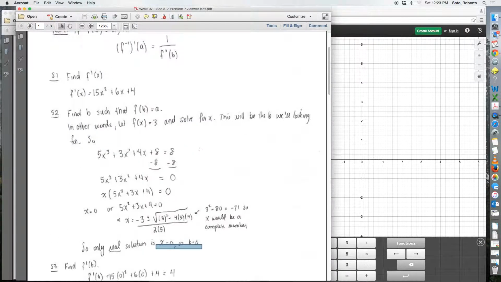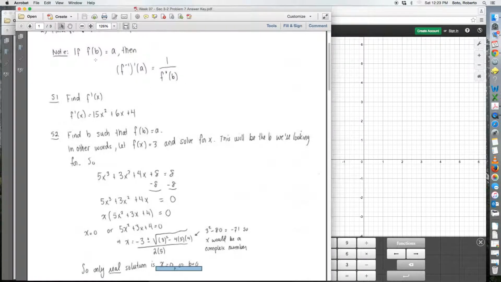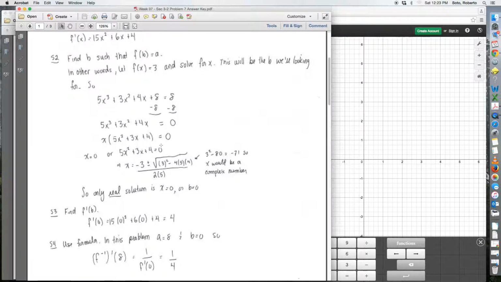Okay, so remember that our goal was to find this input b so that I can plug it into the derivative. And so now that I know what it is, now I can go ahead and say, okay, well, f prime of b, remember, is up here. It's 15x squared plus 6x plus 4. And so when I plug in 0 for x, I get zeros and plus 4. And so the answer is 4.